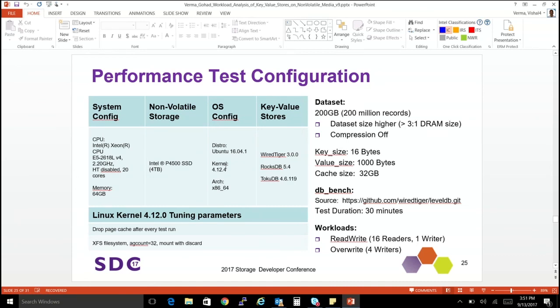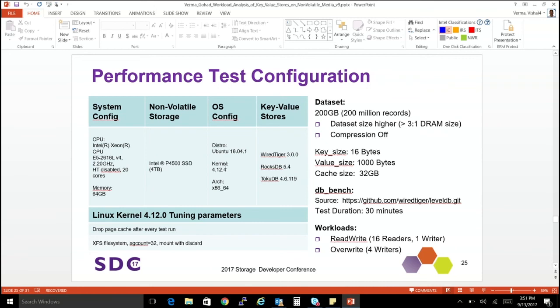Sure. So in the record here, are your key size and value size uniformly the same size, or are they random sizes? They are the same size, 16 bytes. You define it while running DB bench: what is my key and value? So every record has a 16-byte key and value.